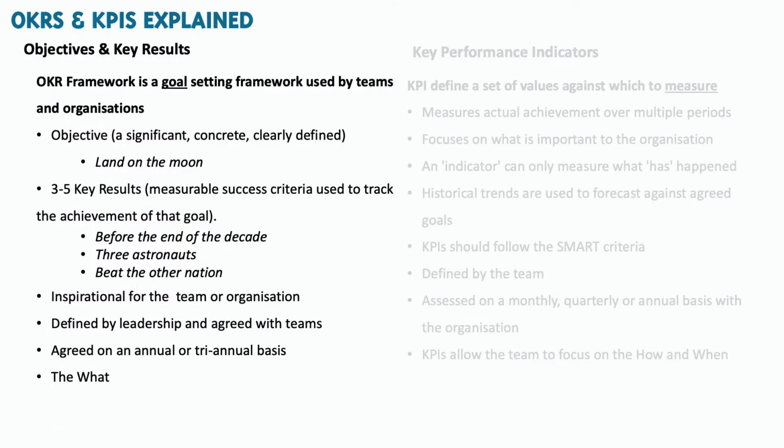The OKR framework is a goal-setting tool used by teams and organizations. An objective must be significant, concrete, and clearly defined. For example, landing on the moon. Each objective should be accompanied by 3 to 5 key results. Key results act as measurable success criteria used to track the achievement of that goal. For example, before the end of the decade, consisting of 3 astronauts, beat the other nation.